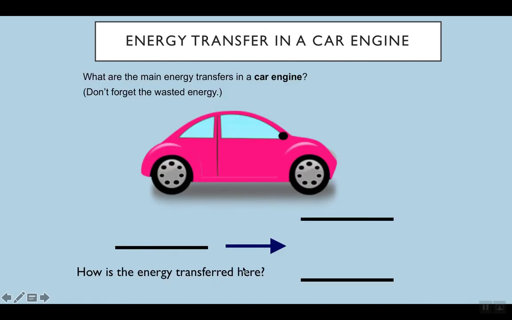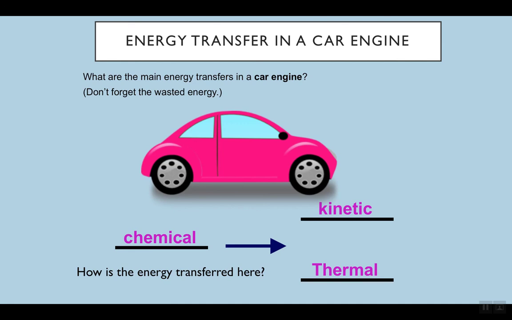We sometimes use diagrams to describe energy changes. Here, a car transfers chemical energy from the fuel to the useful kinetic energy store of the car as it moves. And the wasted energy is our thermal energy.